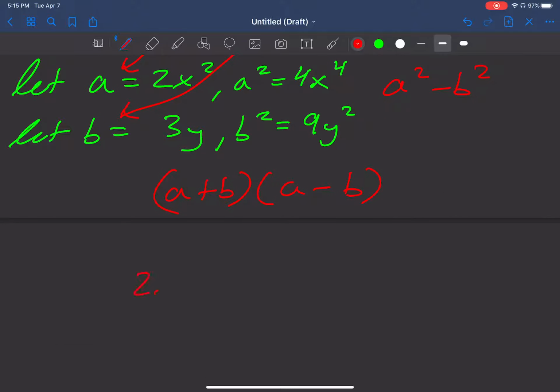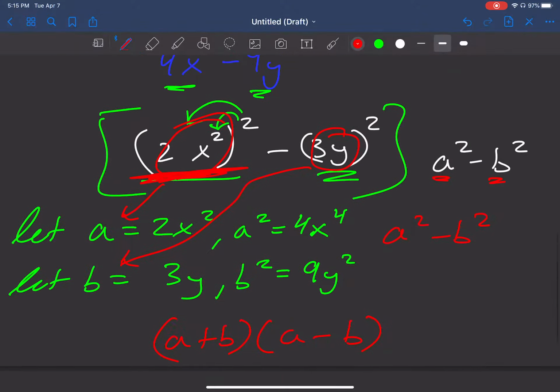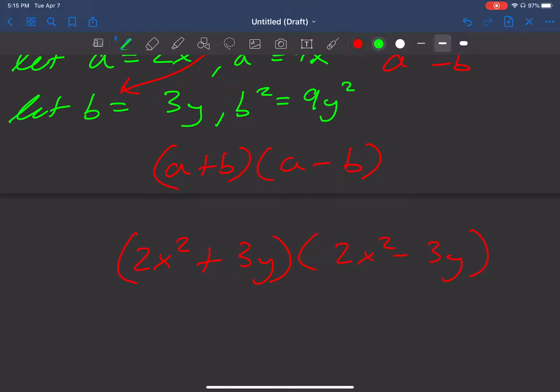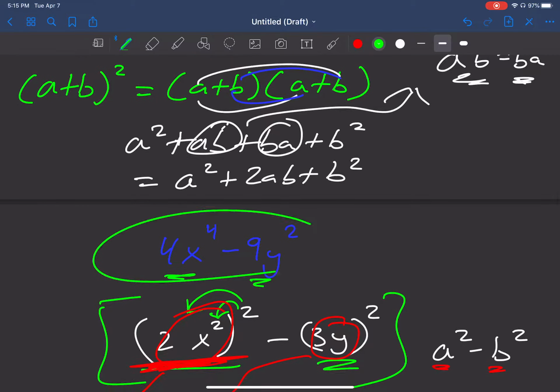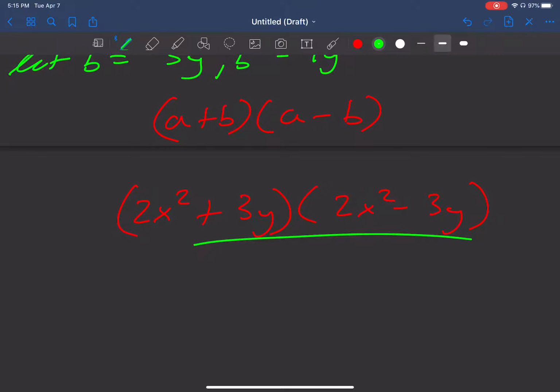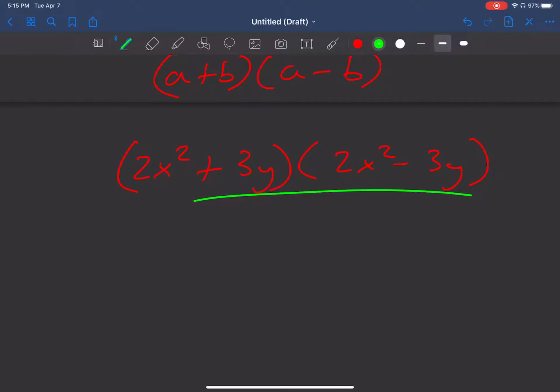A is what? 2x squared plus what, 3y. And then there's going to be 2x squared minus 3y, right? That's what we have for a and b. Now, if you were to multiply this out really quick, and I suggest you do that so you can see, we should end up with this, right? This is a simplified form, our factored form. This is a factored form of this, right? So let's multiply this out and then come back and check it out.